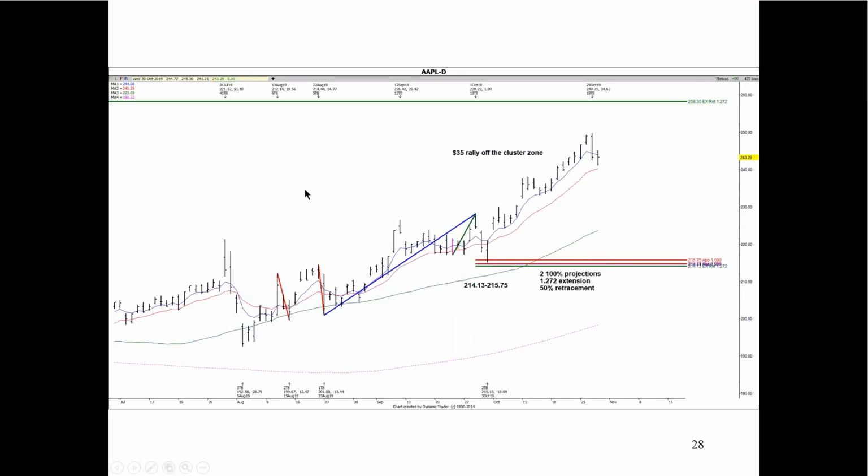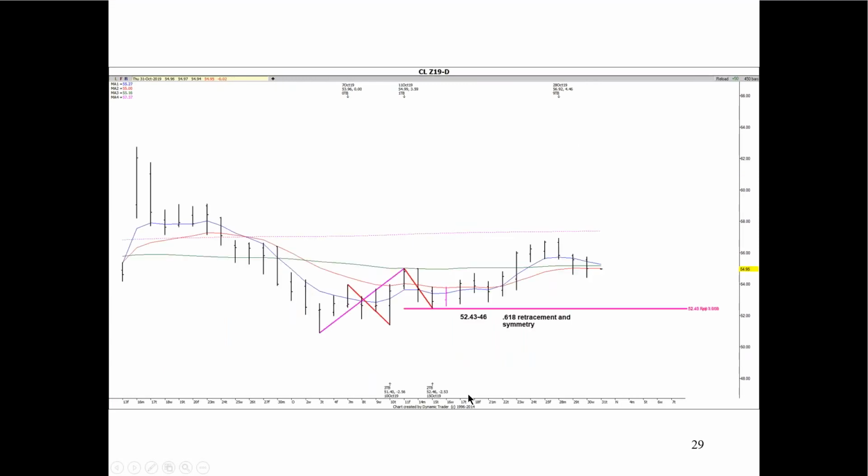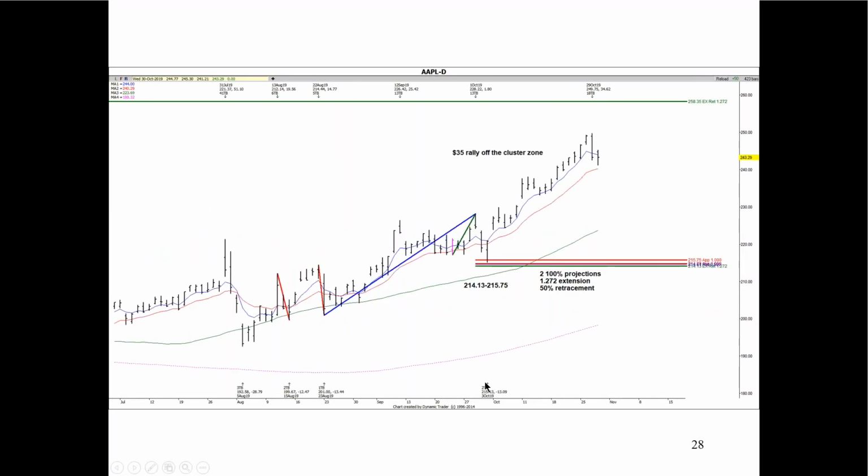All right, I want to give you an example of a cluster in Apple. Whoops, let's go back to Apple. Now, in this case, I'm running all possible retracements, projections, and extensions. And by doing that with all the different swing highs and lows on a chart, I'm going to come up with some clusters.